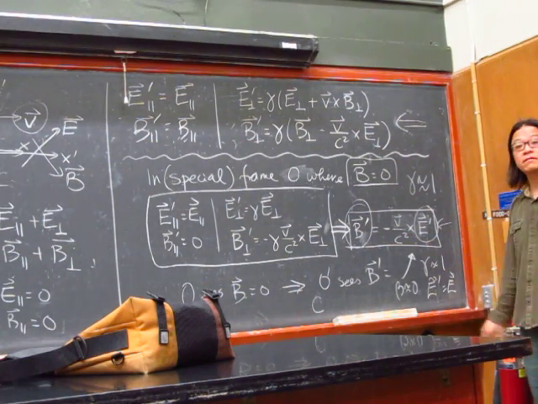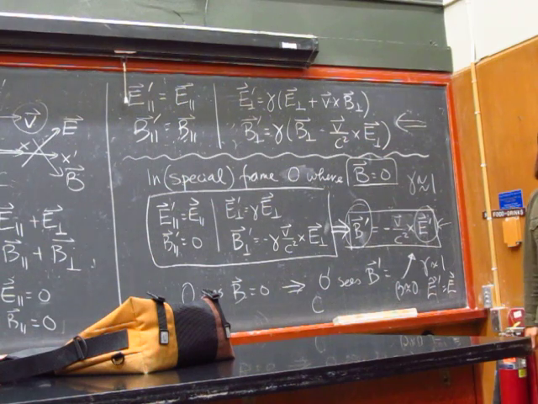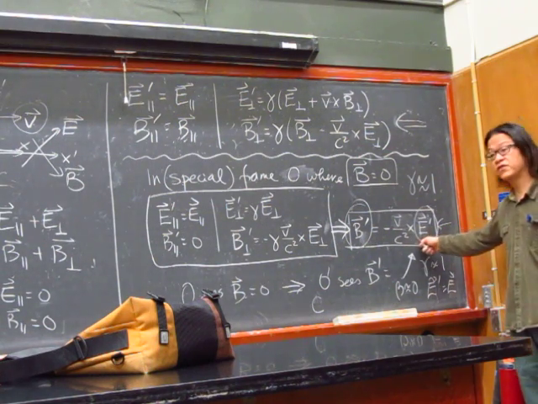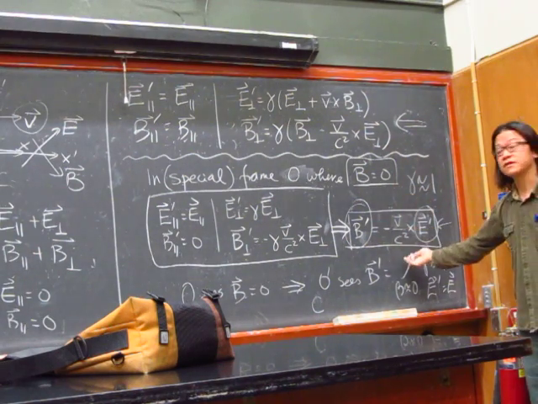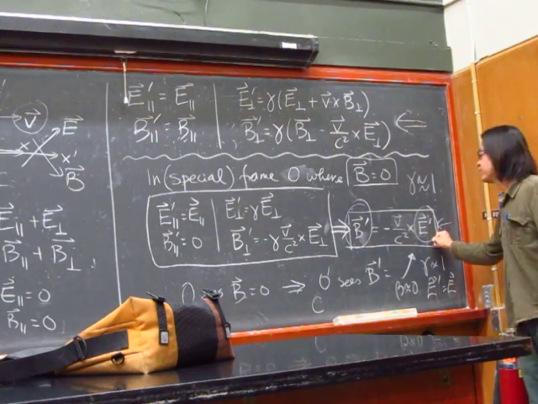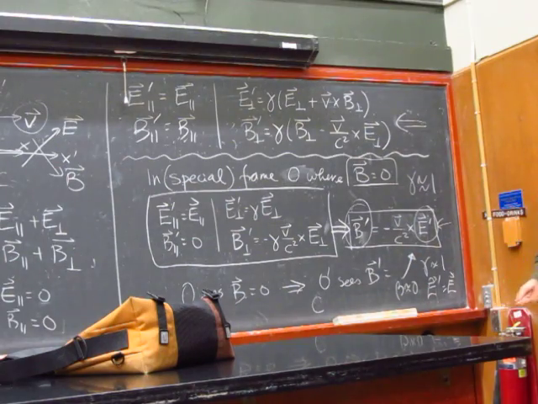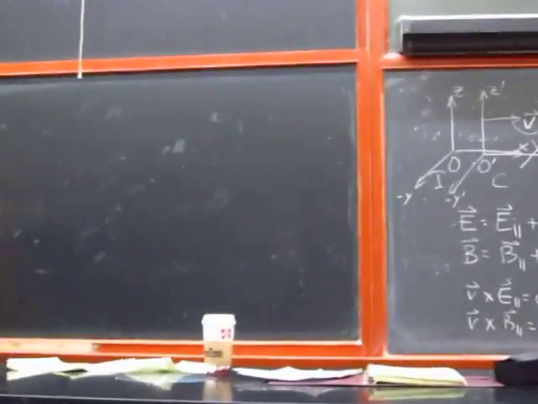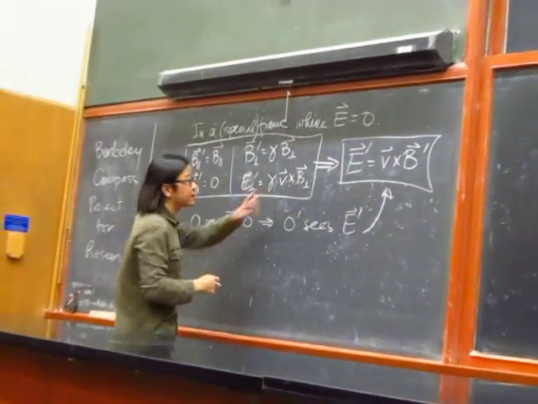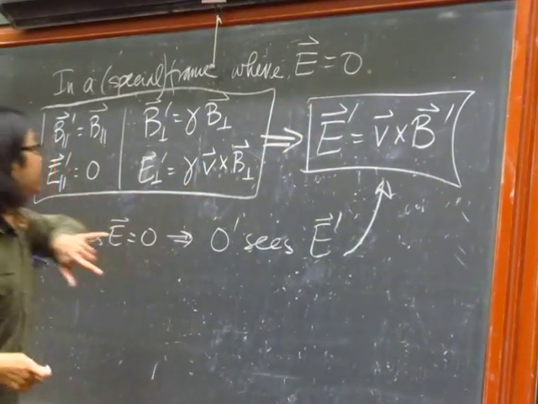Because he's moving, he sees this field, and we don't even have to talk about any relativistic velocity, right? He sees an electric field, and this is a B field. Okay. Similarly, consider the situation where the electric field is 0.